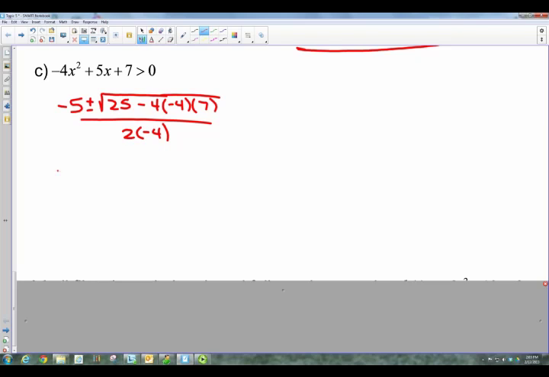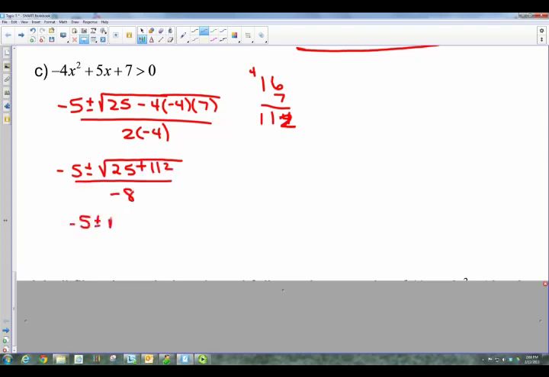Okay, so continue to solve this down. You got negative 5 plus or minus the square root of 25. Now a negative times negative is a positive 16, so you got 16 times 7. And you can go through this, so that's 42. You got your 2, got your 4 up there, and that gives you 112. So you got plus 112. On the denominator, you have negative 8. So you've got negative 5 plus or minus the square root of 137 over negative 8.